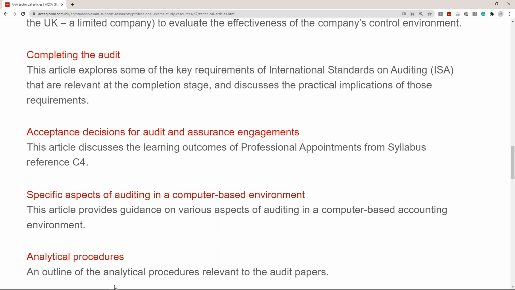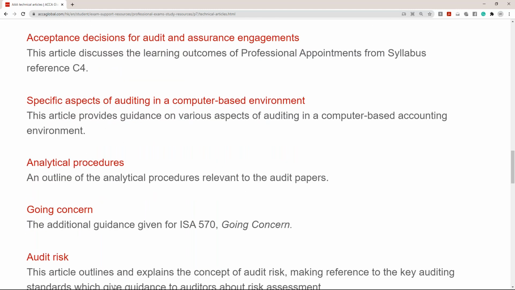Okay, the next, acceptance decision for audit and assurance engagement. This is good because this is the topic we were discussing yesterday and even today. Matters to consider when a firm is invited to a tender. This is the article, acceptance decision. I've covered this in my December 20 webinar, practice management.